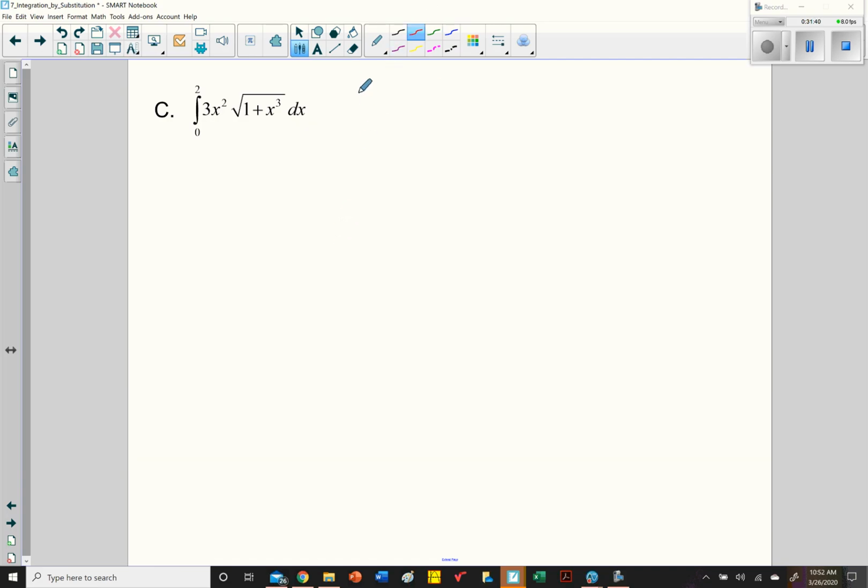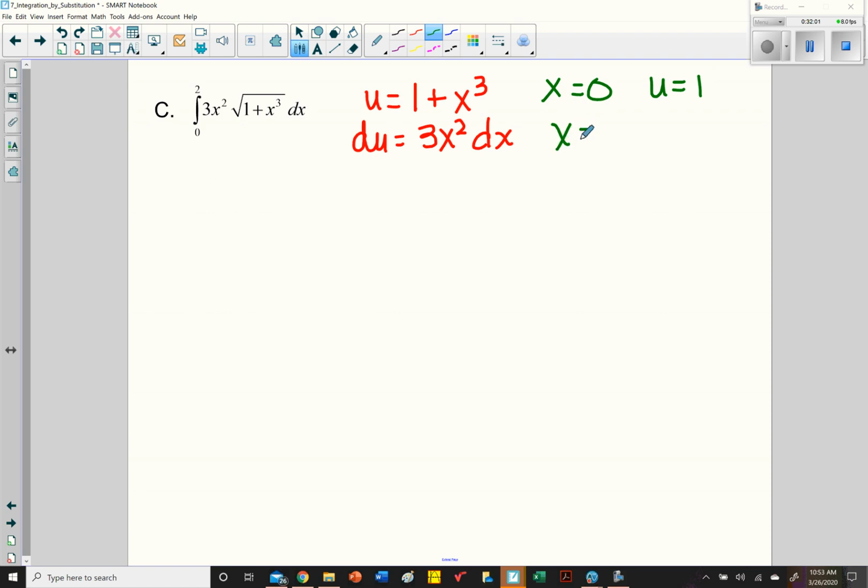In example 3, let's call u the radicand, 1 plus x cubed. Then du is 3x squared dx. Pretty straightforward. When x is 0, placing a 0 here, u is 1. Then when x is 2, placing a 2 here, that's 8 plus 1, u is 9. So lower bound, upper bound in terms of u. The new lower bound is 1. The new upper bound is 9.